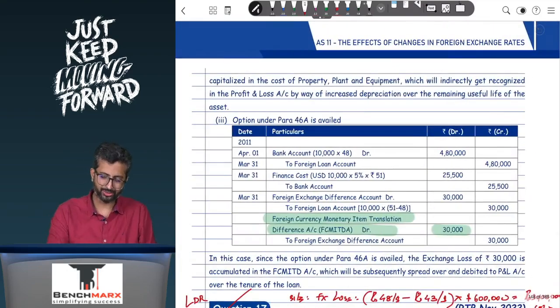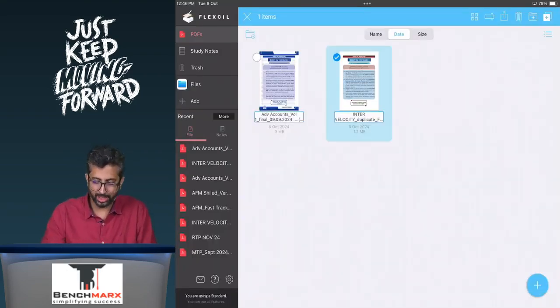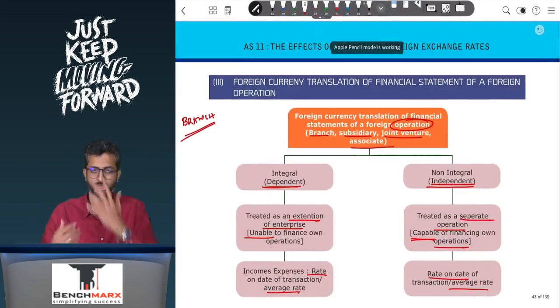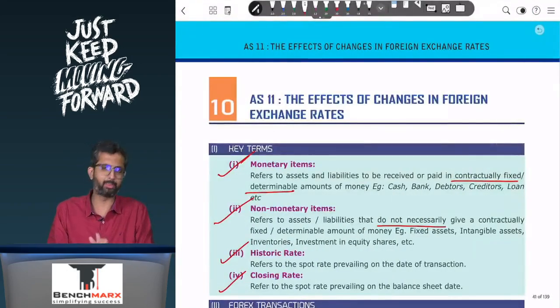So that kind of takes care of all the sums, including multiple sums for certain concepts where it is a little repetitive. So that takes care of AS11. I hope you are clear with the standard.